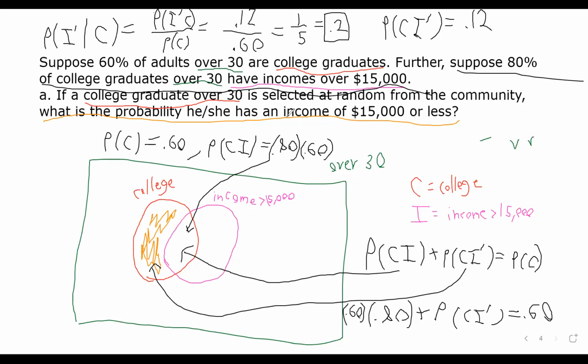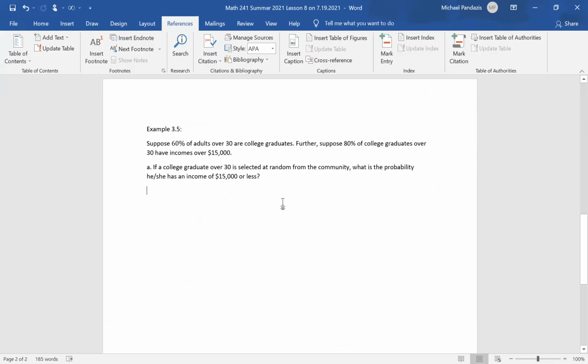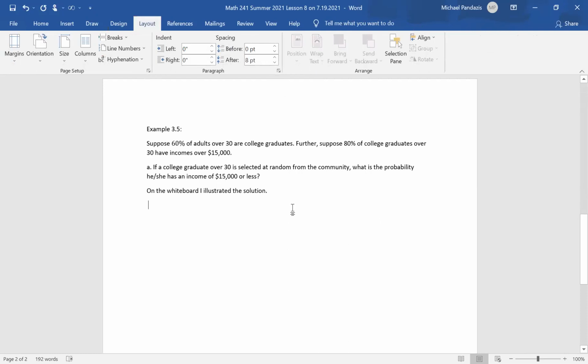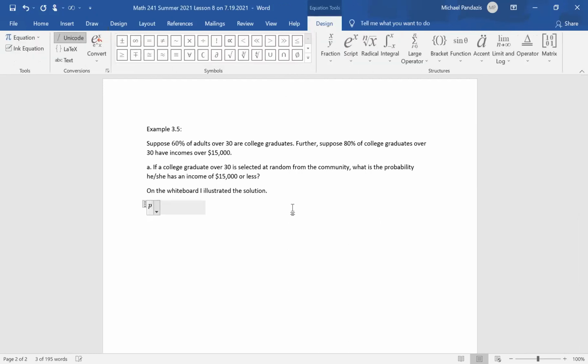So I did it this way. There's another way to do it, right? On the whiteboard, I illustrated the solution, so you can see it. But if you want to use that formula, okay.